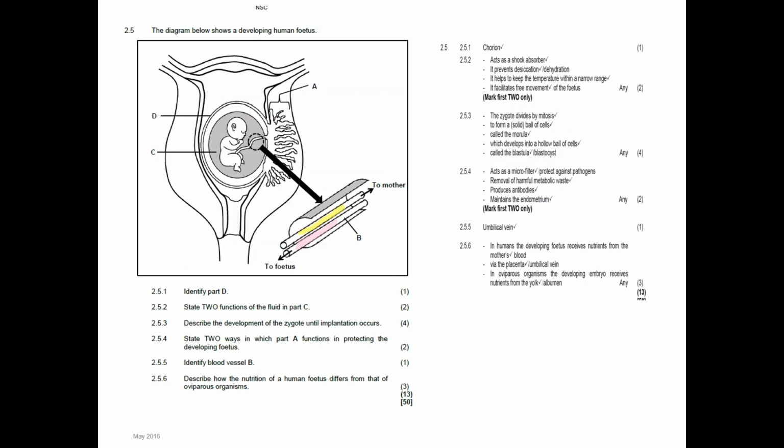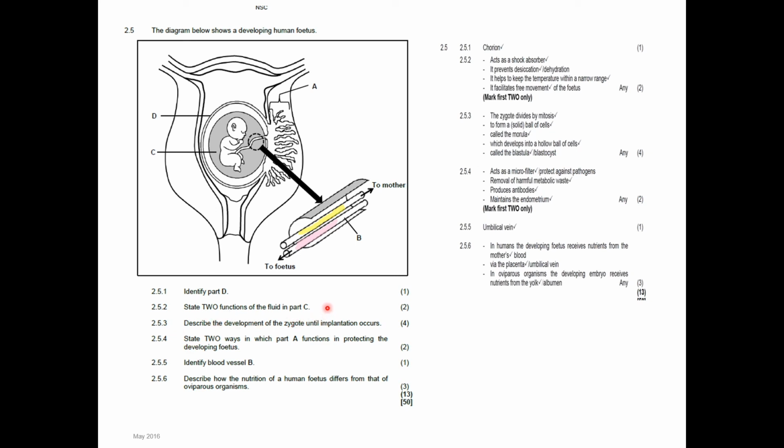Right, 2.5. The diagram below shows a developing human fetus. Now, again, I've taken preparations and I've colored in the blood vessels beforehand. 2.5.1, identify part D. Now, part D is the membrane on the outer side in line with the chorion, and that with the chorionic villi, and that membrane is the chorion, because the chorionic villi form from the chorion.